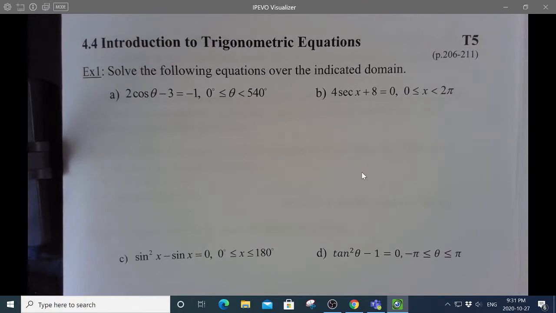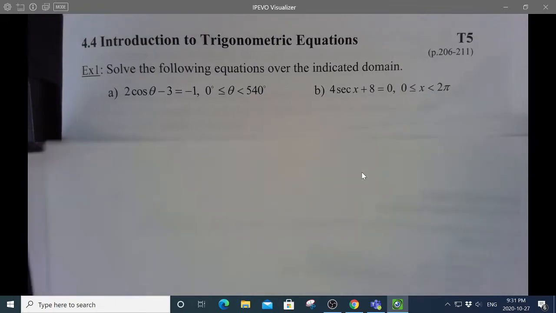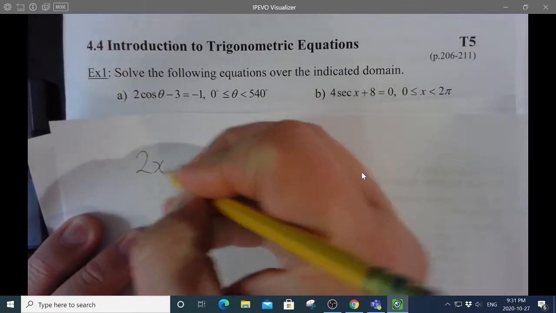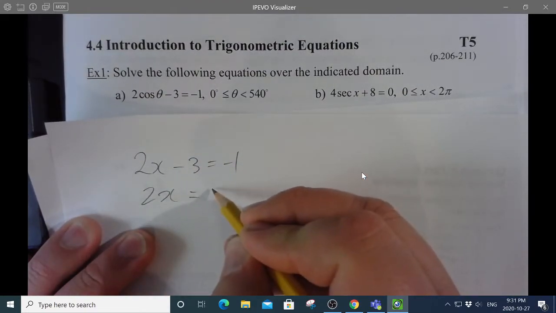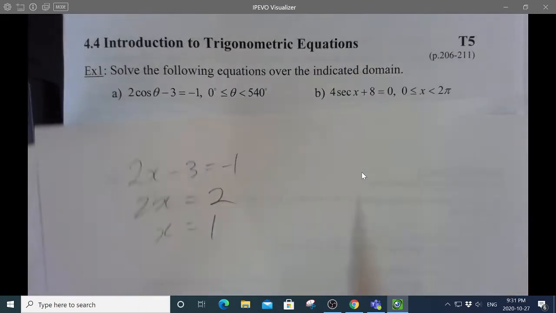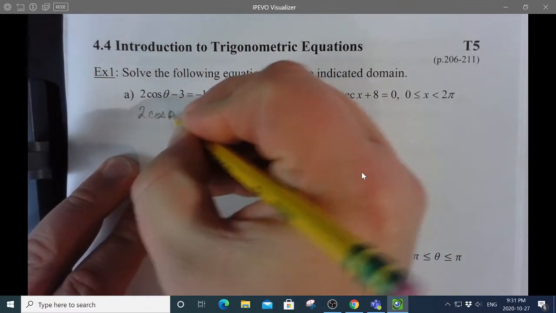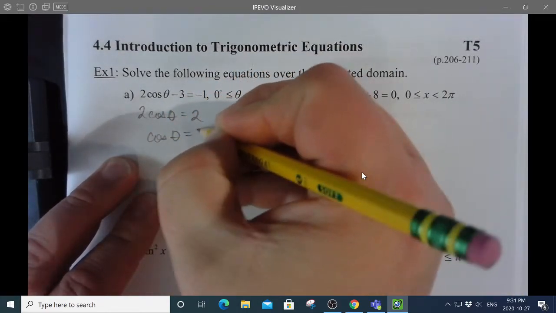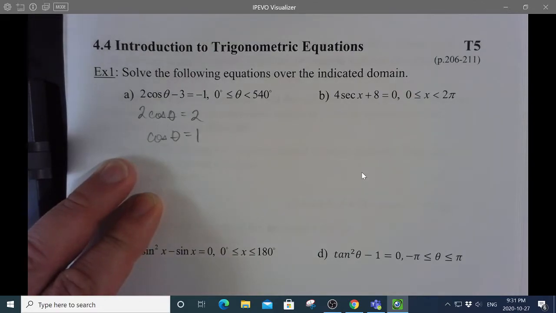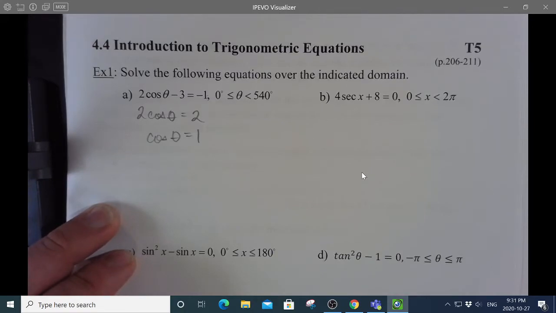We have to solve this equation algebraically. Now, to me, there's no real difference between this equation and just 2x minus 3 equals -1. I'm going to solve that by adding 3 to both sides and then dividing both sides by 2. Only now, when I do that, my x is actually a cosine of theta. So 2 cosine of theta is equal to -1 plus 3, and the cosine of theta is equal to 1. Now, all of the ones on this first page are unit circle, no calculators. Where in the unit circle do I have a cosine value of 1?